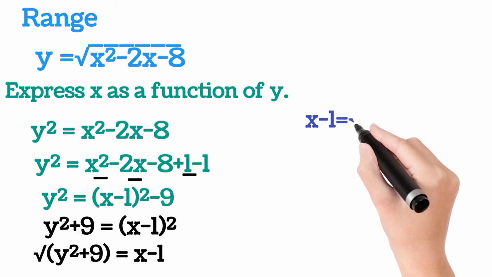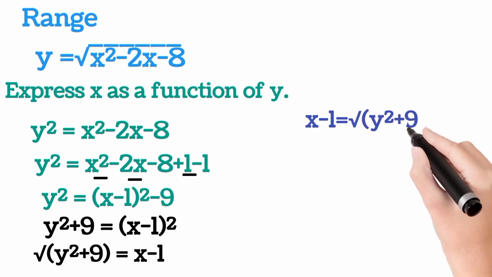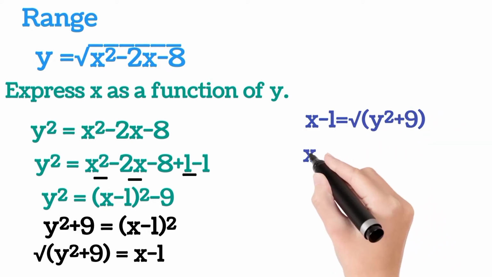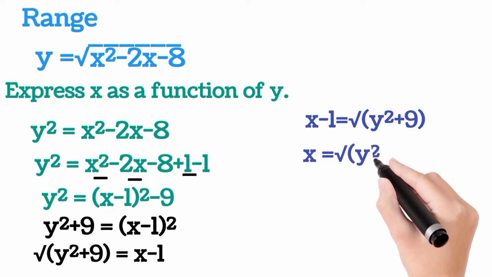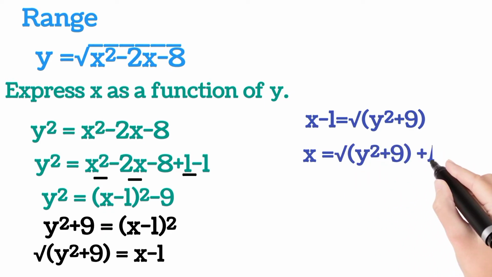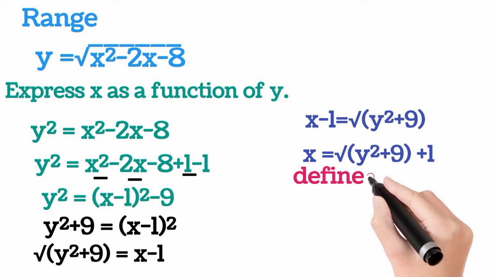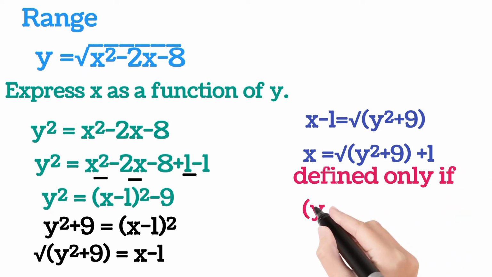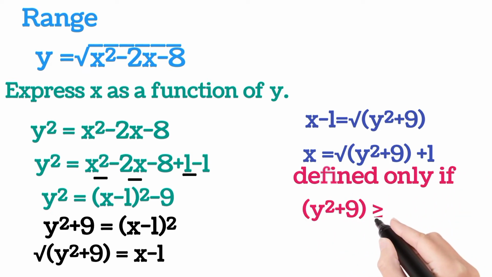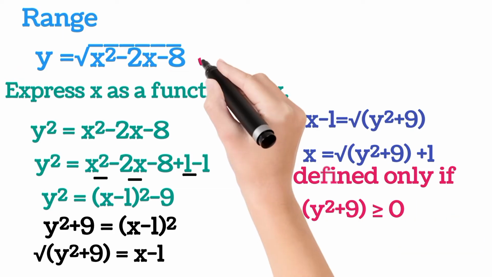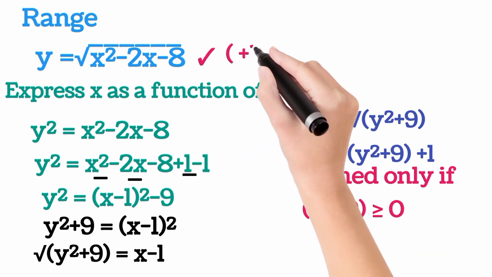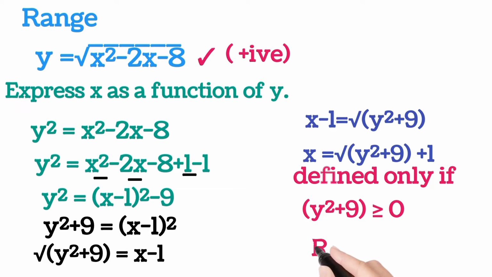This can be written as x − 1 = square root of y² + 9, or x = square root of y² + 9 + 1, and this will be defined only when y² + 9 is greater than or equal to 0. Now y is always positive here, so the range will be [0, ∞), where the square bracket means that 0 is included.